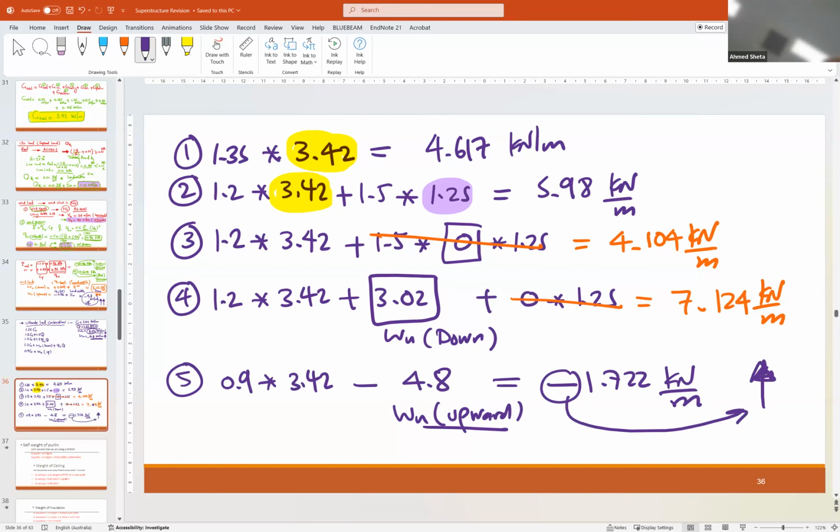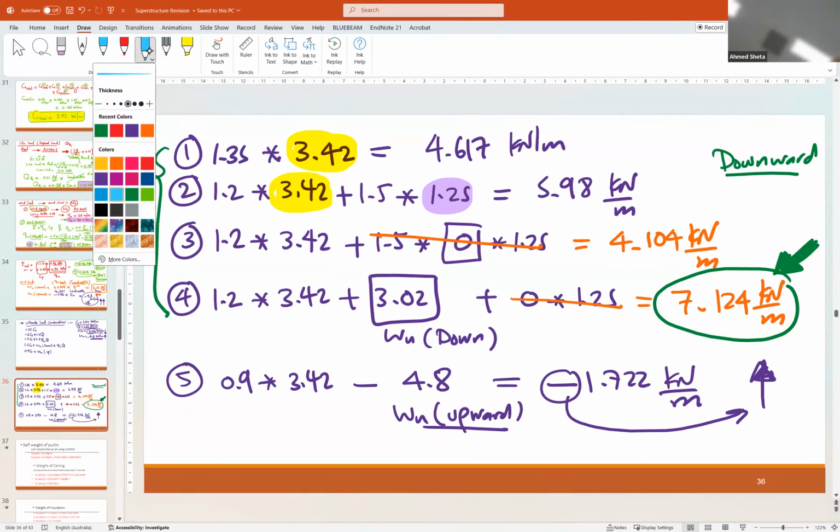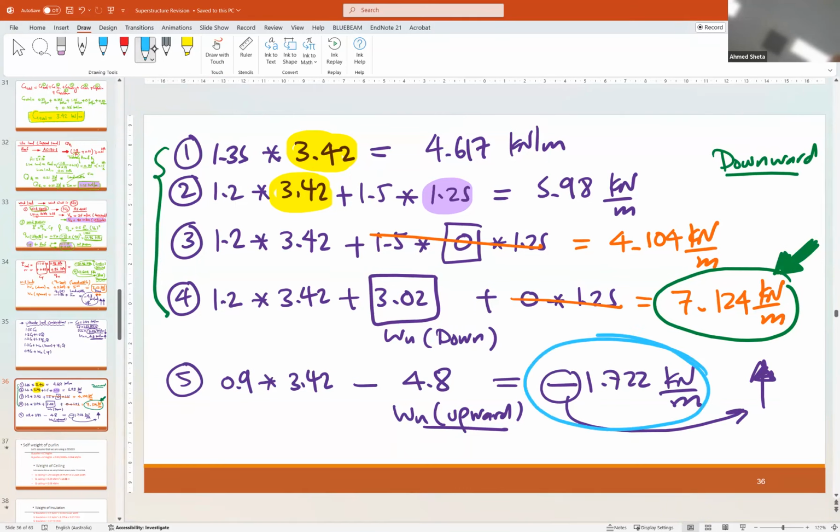So which is the critical load combination for this example? We have two critical combinations. One of them is this one, the largest of the first four, because all of them are downward. So this is our critical load combination, downward. And we have this one here, which is the critical load combination upward.